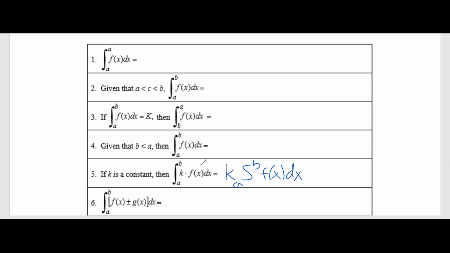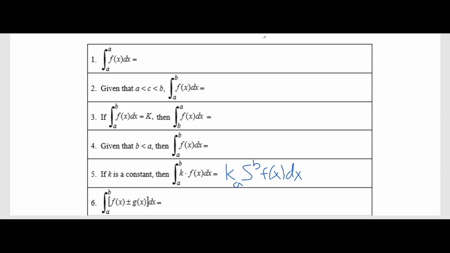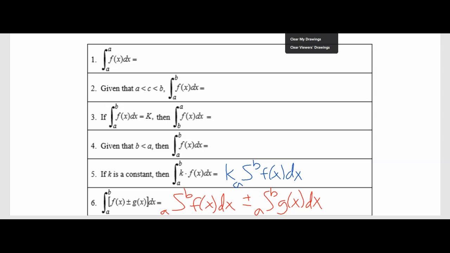Number 6, a sum or a difference. Just like derivatives, you can break these up. So sometimes it's easier to add the functions together first and then take the integral. Sometimes it's easier to take the integral of each function separately. So this could be equal to the integral a to b of f of x dx, plus or minus, depending on what you have, the integral from a to b of g of x dx. So you can break it up if you want. You can leave them together, whatever turns out to be the easiest for you.